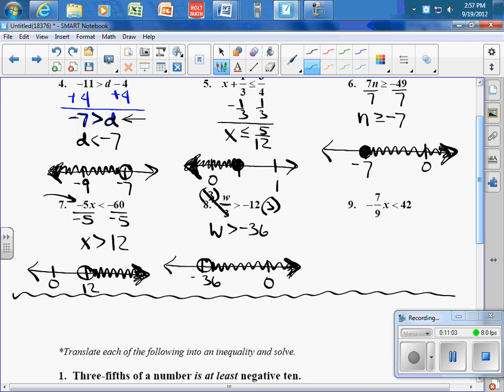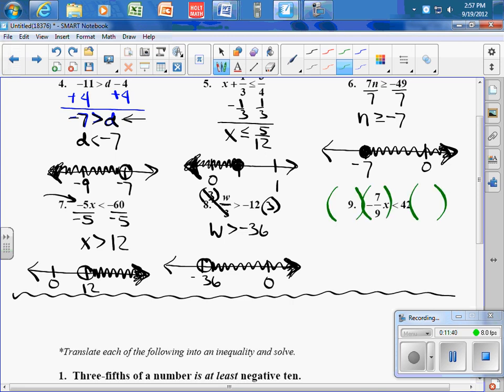Now, in number 9, we have negative 7/9 x is less than 42. There are two ways we could solve for x here. We could divide both sides by negative 7/9. Plug 42 divided by negative 7/9 into your calculator and you'll get your answer. I would like to get you into the habit of not dividing by a fraction. What I would like you to get in the habit of doing is multiplying by the reciprocal.